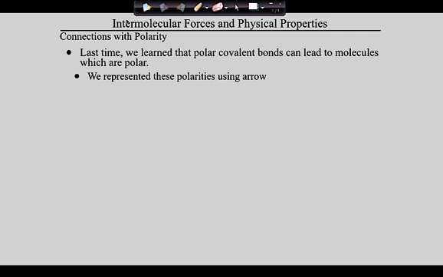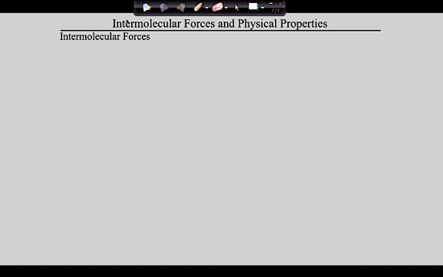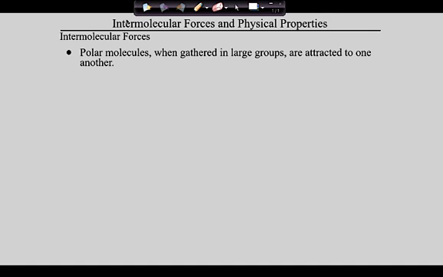Now, what we're going to do today is take these ideas and look at how these polar molecules behave when they get in big groups. That's our goal for today. We get that some molecules are polar and some aren't, but what do these things do when they get together? To understand the answer to that, you need to understand something called intermolecular forces. That's actually a part of your notes. Scratch it down. It's actually the first important idea in your notes.